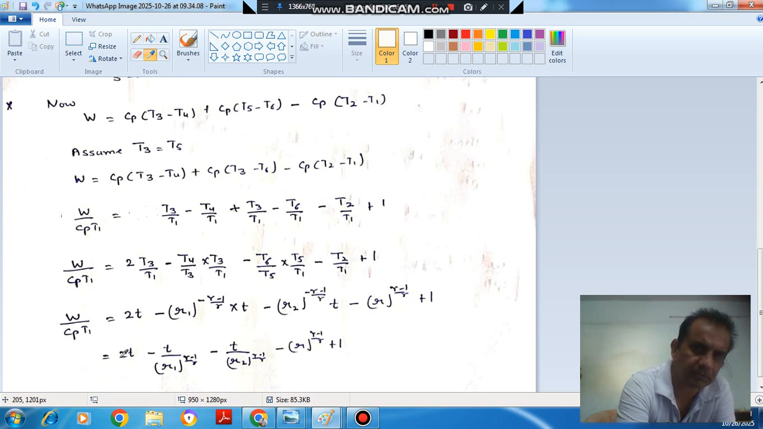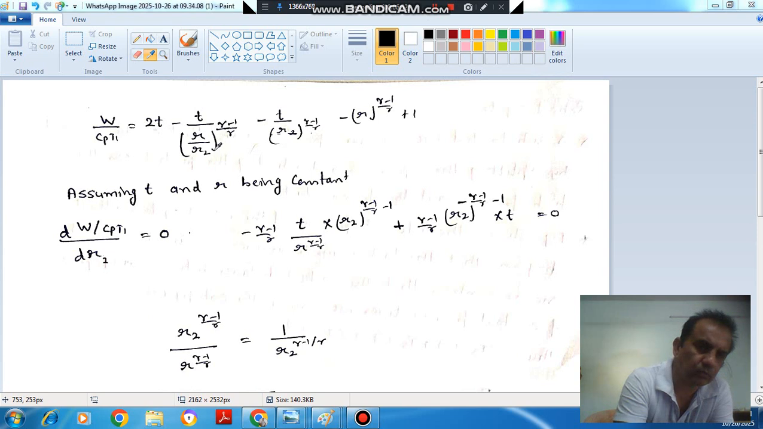Okay, so this expression will become 2T minus T divided by R1 raised to the power (gamma minus 1) by gamma, minus T, R2 raised to the power minus (gamma minus 1) by gamma, minus R raised to the power (gamma minus 1) by gamma, plus 1. Okay. Now R2 into R1 is what? R. So this R1 can be written as R by R2. Okay. So here now the work done expression is in terms of T, R and R2 only.